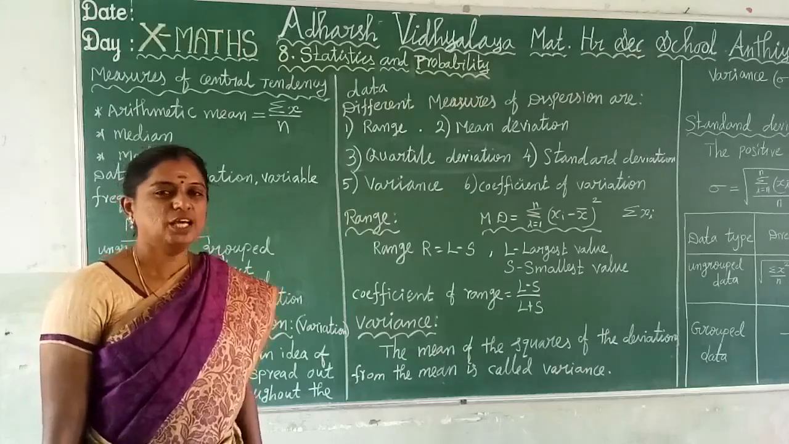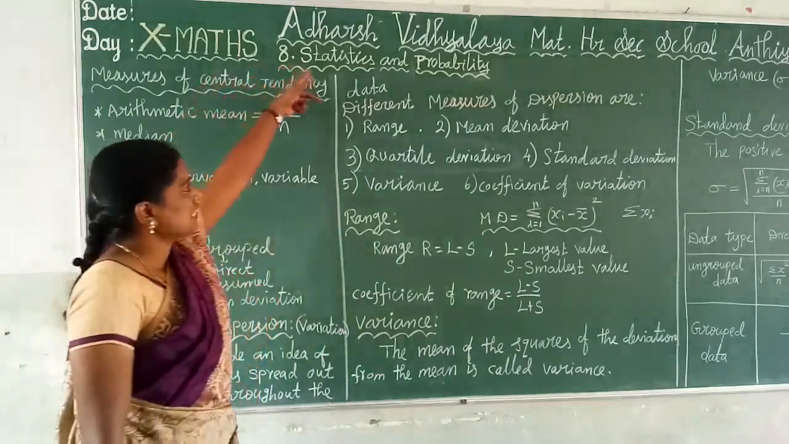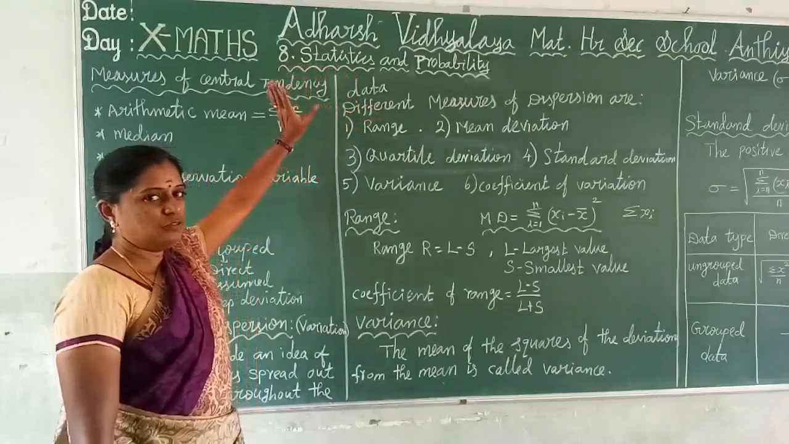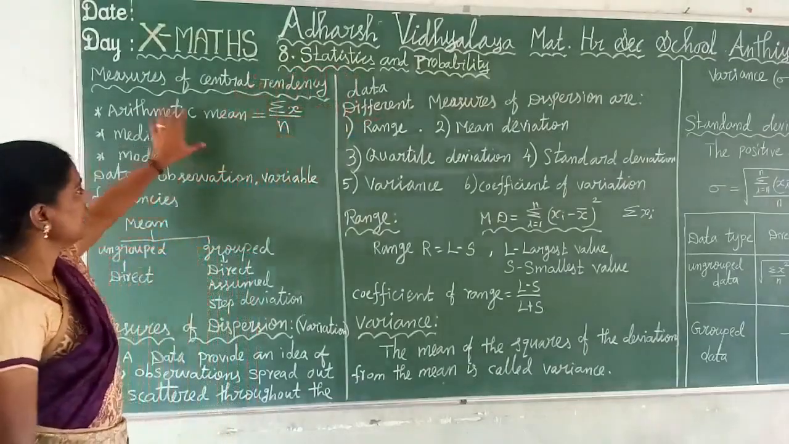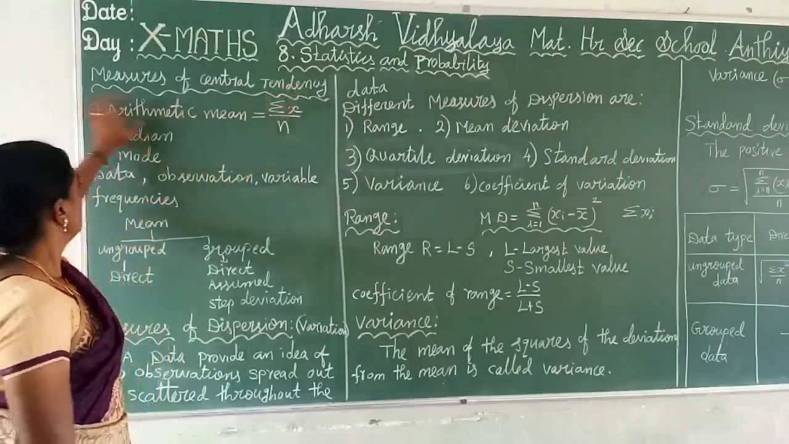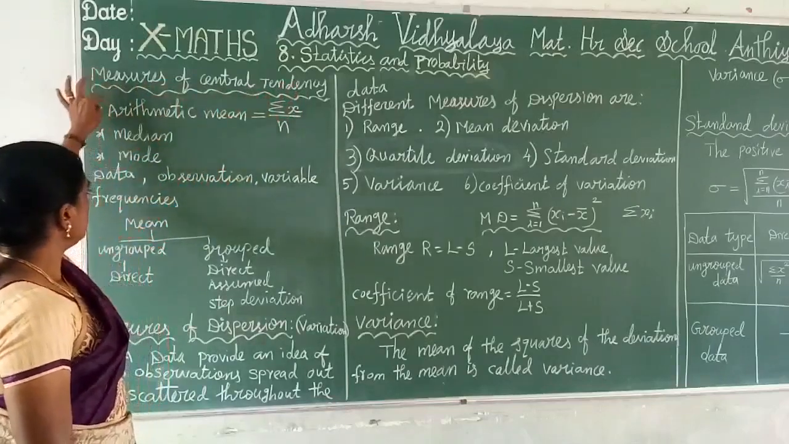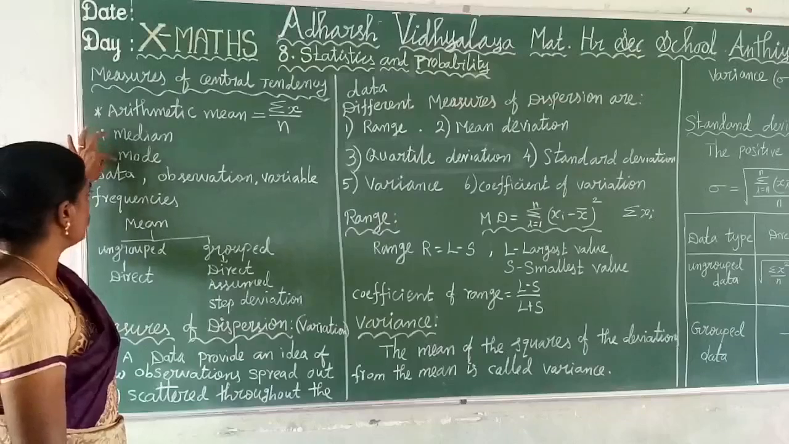Maths online class. Today we are going to discuss 10th Maths, 8th chapter Statistics and Probability. In this chapter, already in 9th standard itself you studied, isn't it? So just recall one thing in the statistics topic, that is measures of central tendency. In this topic, three types are there: arithmetic mean, median and mode.